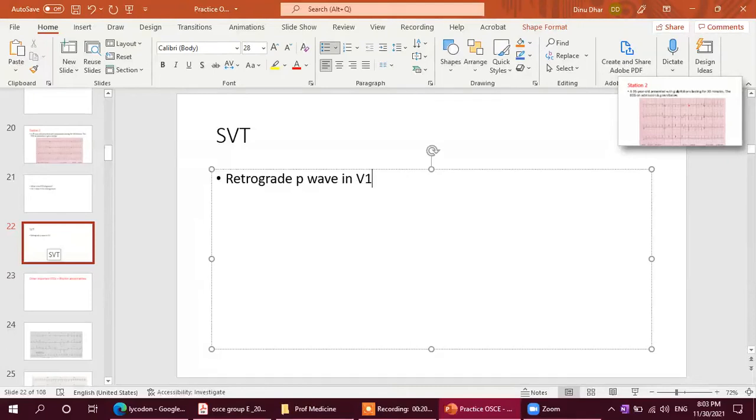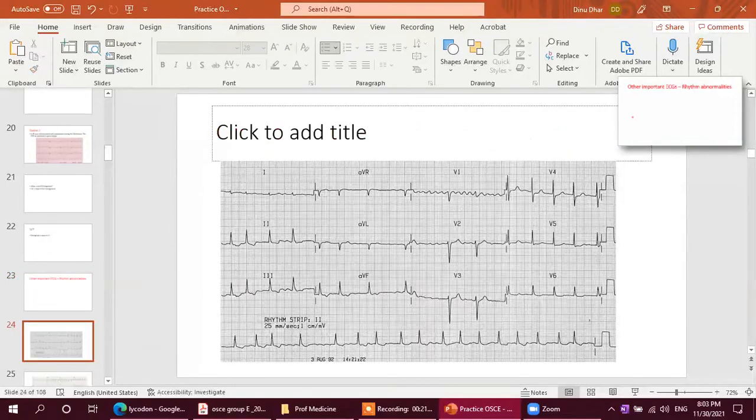Retrograde P waves. Then, of course, we can ask you something about the management, which you have already discussed. Now, at the exam, you can also get other types of rhythm abnormalities, other types of tachyarrhythmias and bradyarrhythmias.